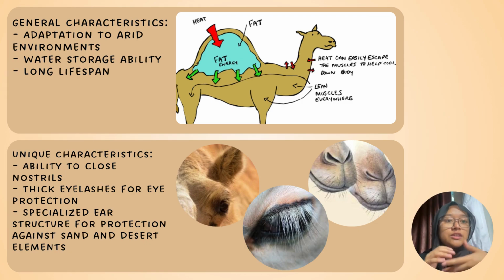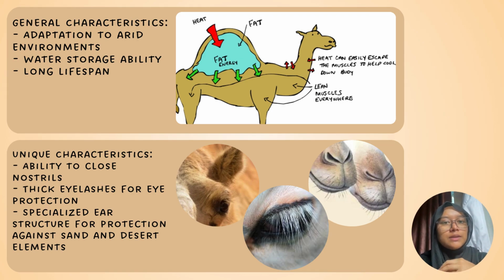Moving on to the general characteristics of camels. Camels are the epitome of desert survival. Their ability to conserve water and tolerate extreme temperature is unparalleled. With a lifespan stretching over 40 years, they can endure the rigors of the arid landscape.